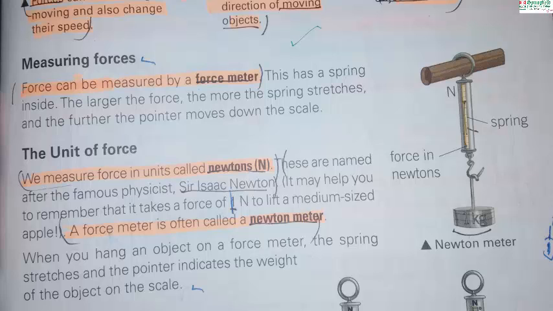The unit of force. We measure the force in units called newtons, and these are named after the famous physicist Sir Isaac Newton. It may help you to remember that it takes a force of 1 Newton to lift a medium-sized apple. A force meter is often called a Newton meter. When you hang an object on a force meter, the spring stretches and the pointer indicates the weight of the object on the scale.